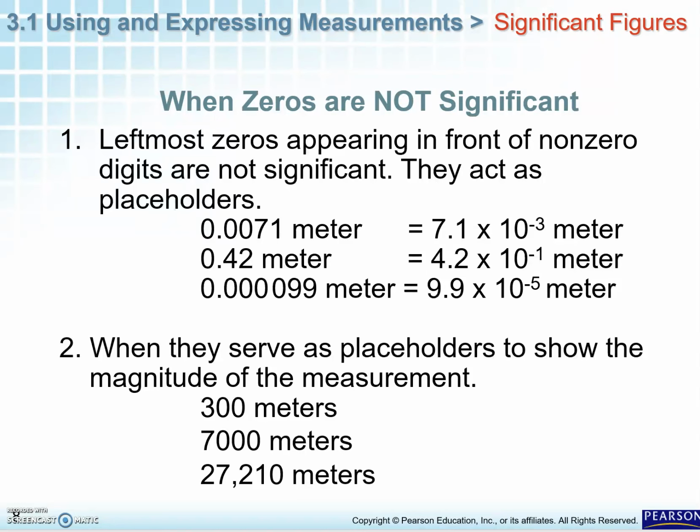A lot of times they can even show placeholders to show the magnitude of something. So for example, 300 meters, these zeros are considered not significant. Same with all of these 3 zeros in 7,000. And the only non-significant number would be the last 0 in 27,210.